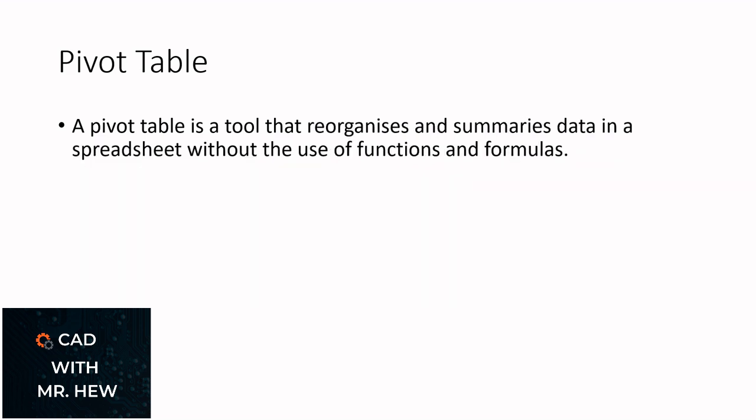So a simplified definition for the pivot table is a tool that reorganizes and summarizes data in a spreadsheet without the use of functions and formulas.